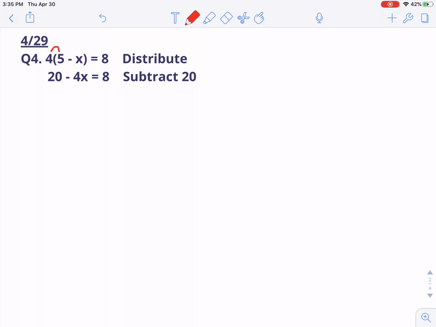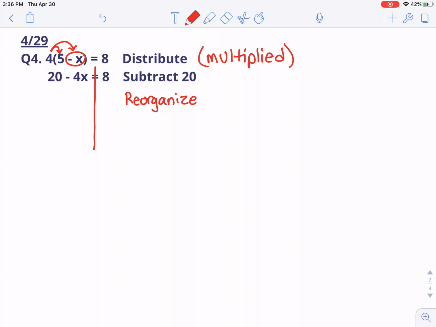So to distribute, we know that every single term inside of this parentheses is going to get multiplied by the number outside of the parentheses. When we do that, it's going to be 20 minus 4x. The 8 stays the same because it has nothing to do with the parentheses over here. Now we're going to reorganize the terms as our next step to get it very close, but one step away from solving just for x.